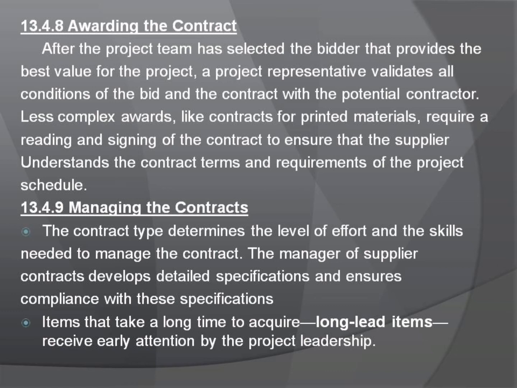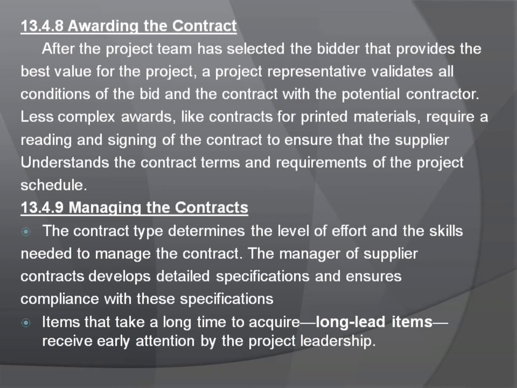Managing the contracts. The contract type determines the level of effort and the skills needed to manage the contract. The manager of vendor contracts ensures that the contractors bidding on the work have the skills and capacity to accomplish the work according to the project schedule, and tracks the vendor's performance against the project needs. Supplying support and direction when needed, the manager of partnering arrangements develops alignment around common goals and work processes. Each of these approaches requires different skills and various degrees of effort.